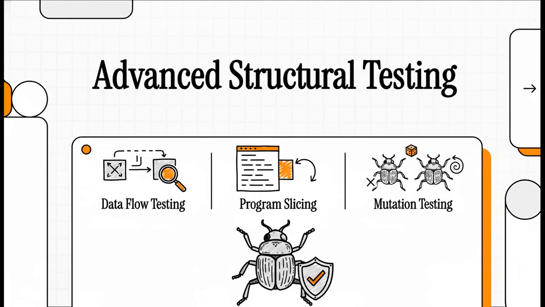All right, welcome. Today, we're cracking open the Advanced Toolkit for software testing. We're going to cover 3 really powerful techniques for finding the kind of nasty bugs that hide deep inside your code, the kind that simple checks just won't catch.